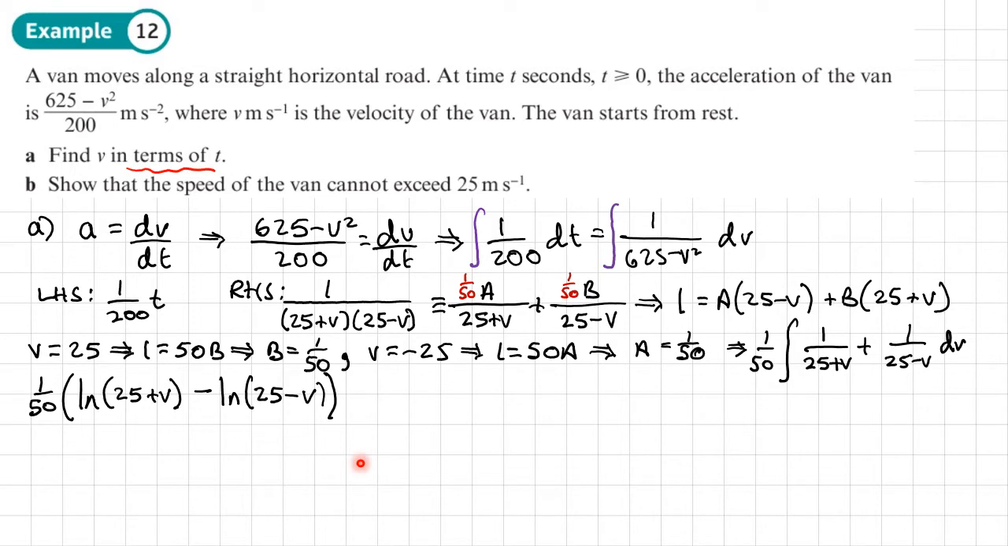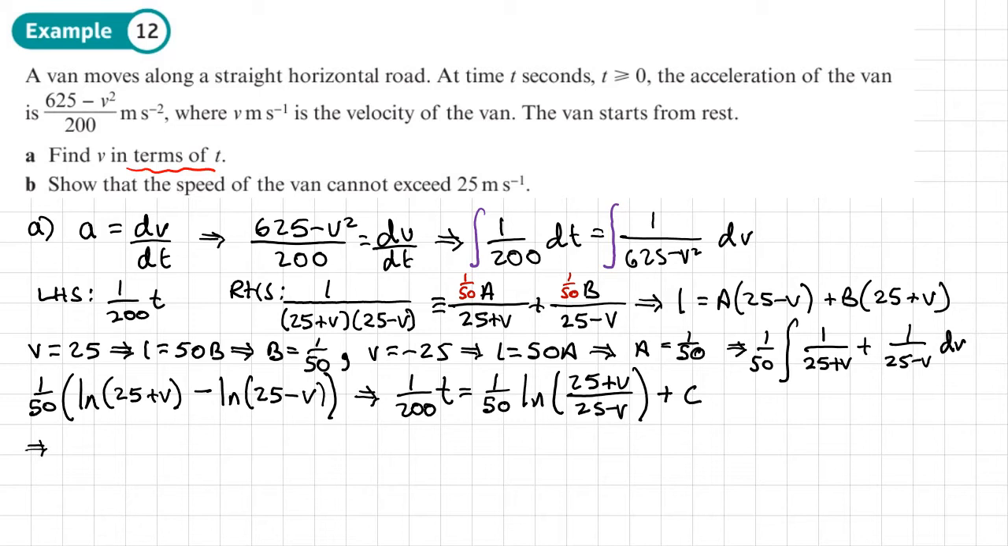Putting my right hand side and left hand side together, I have 1 over 200 t is equal to 1 over 50. Now I'm going to put the logs together because I've got the log of something minus the log of something. So I can write that as a single log, which means I don't need brackets anymore. So natural log of (25 plus v) divided by (25 minus v), and not forgetting my constant of integration plus c. And also making sure my t is in the right place. It makes it look like it's 200. The t is at the bottom.